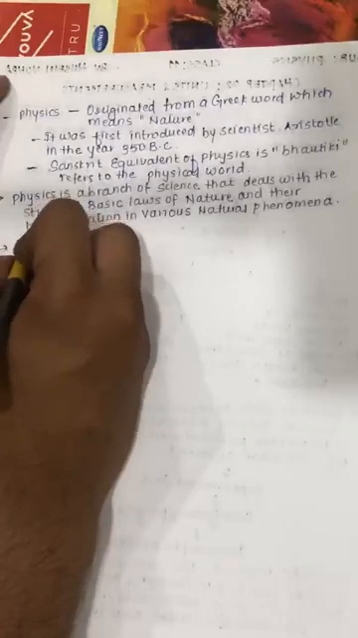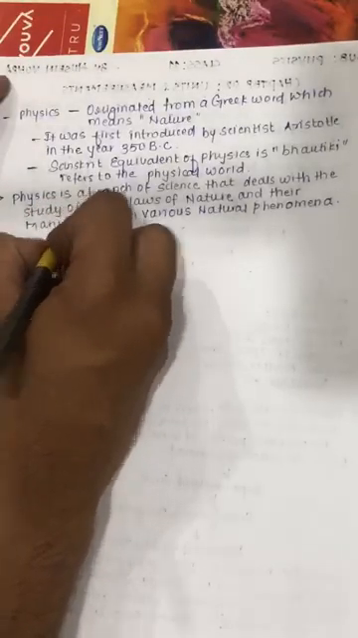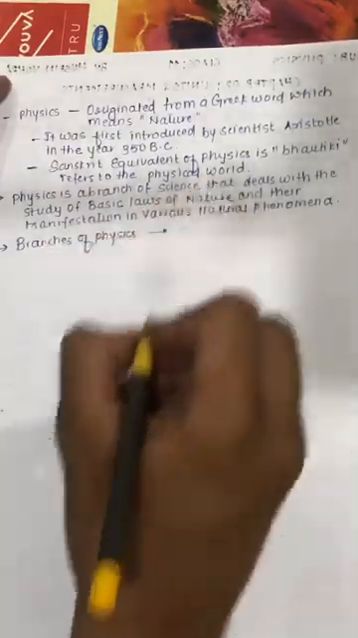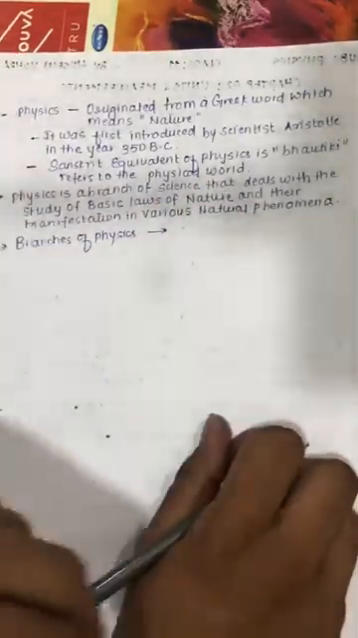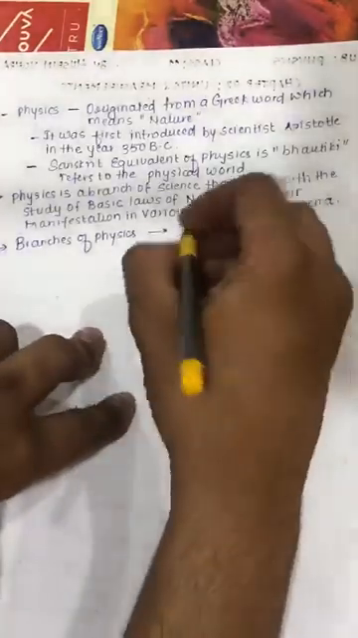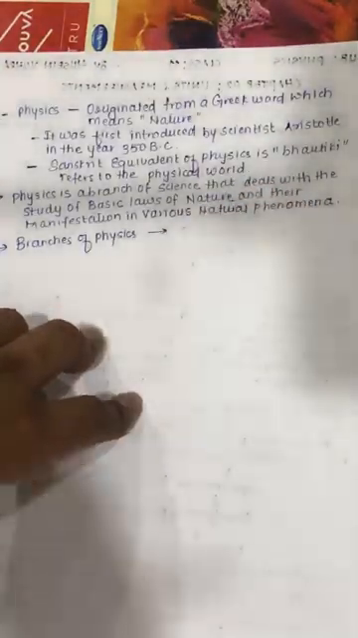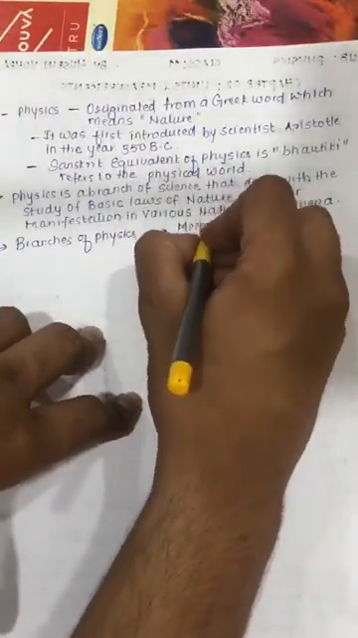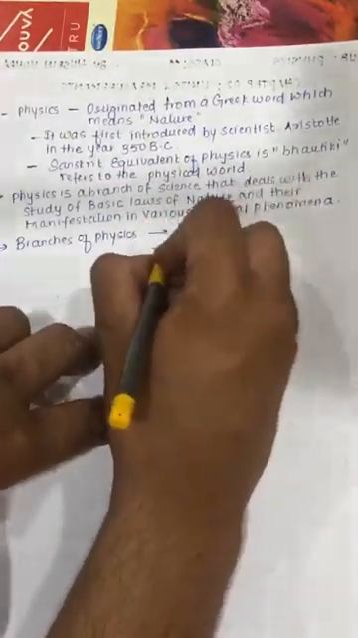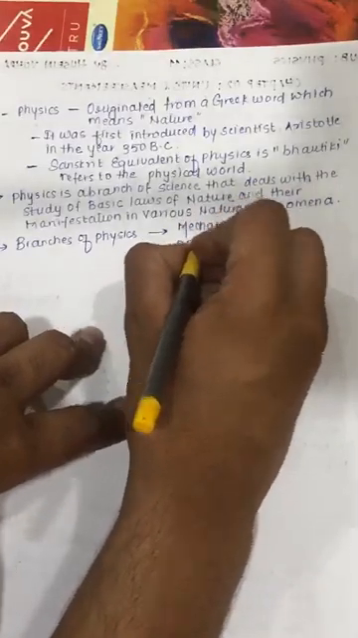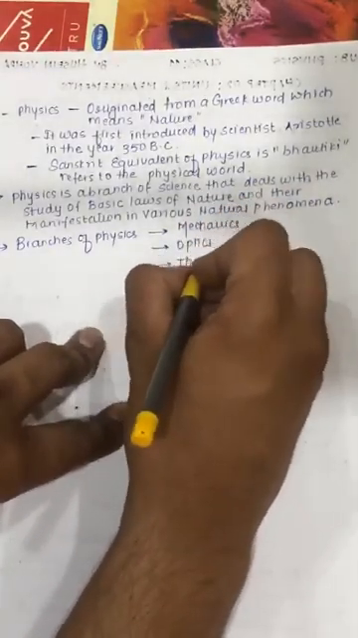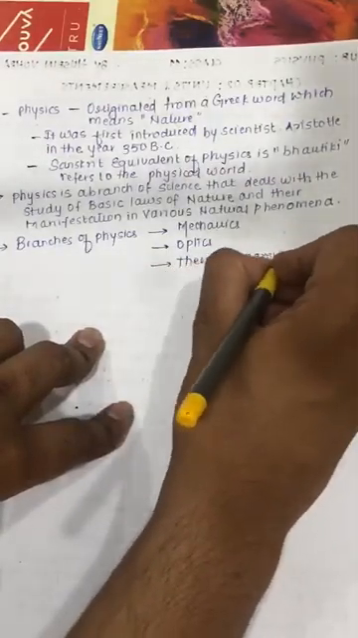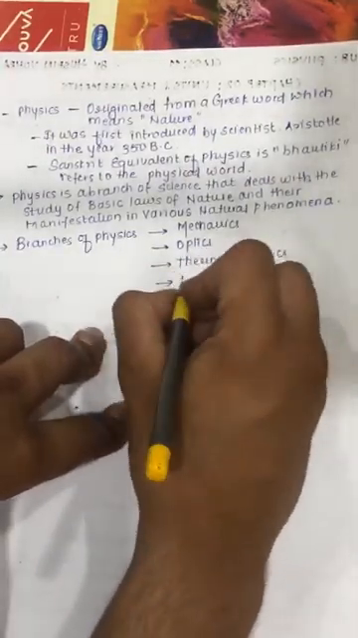There are various branches of physics. I'm not going to discuss every branch of physics in detail. That we'll see later on. That we are going to study in detail in chapter 1. But let me give you an overview of the branches of physics. The very first, that is mechanics. Second, optics. Thermodynamics. We are having a chapter for this. Electrodynamics.